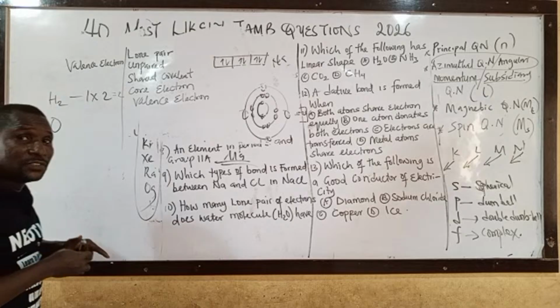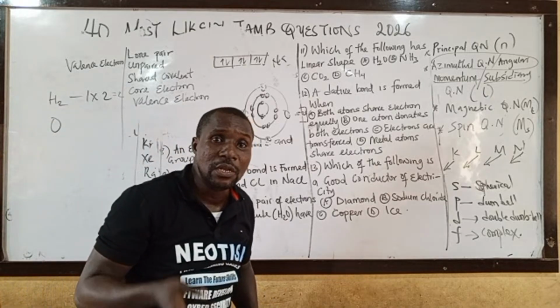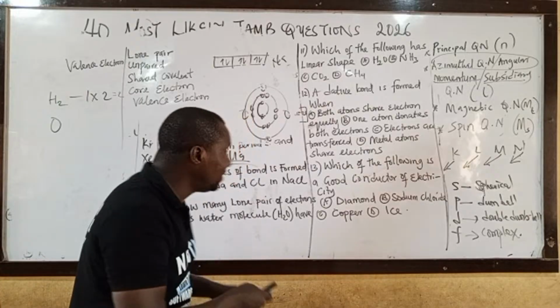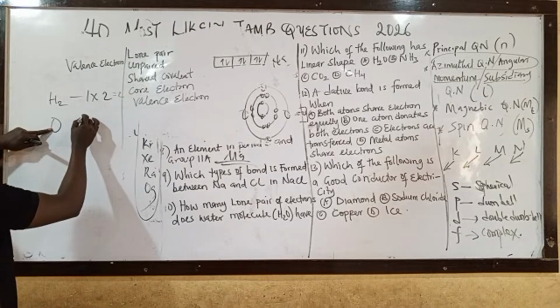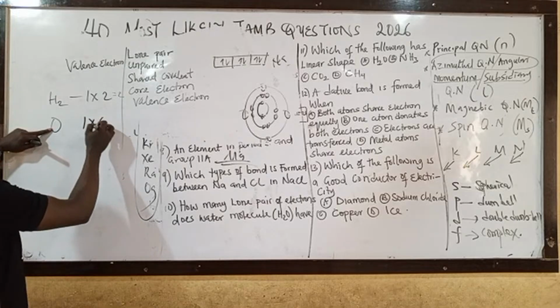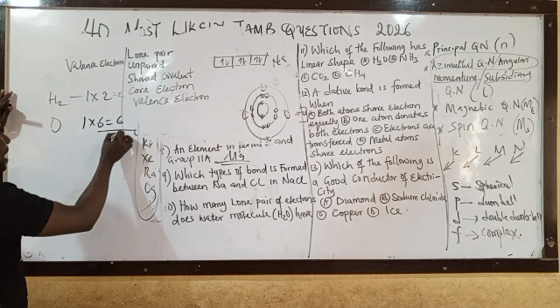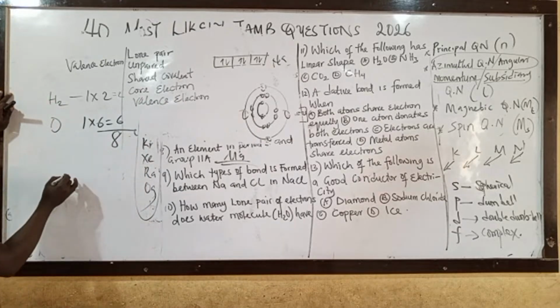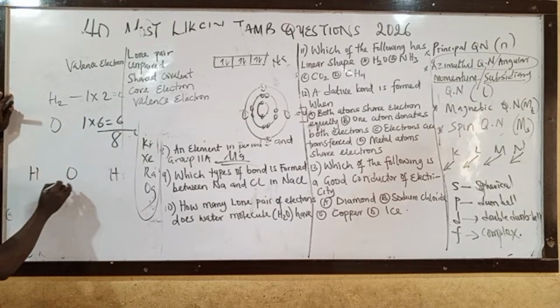Therefore, oxygen. What is the valence electron of oxygen? Oxygen has 6 electrons on the atom shell. The valence electron of oxygen is 6. How many oxygen do I have? 1. That means 1 times 6. That is 6. In total, how many valence electrons? 8. Then we have oxygen, hydrogen.